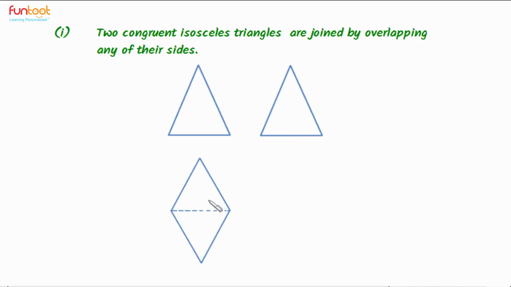So one way of overlapping can be this. When the two congruent isosceles triangles are overlapped along their bases, we can see that the quadrilateral formed here is a rhombus. So this is a rhombus.